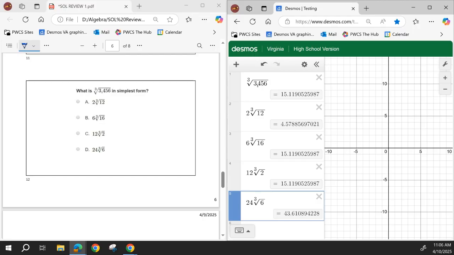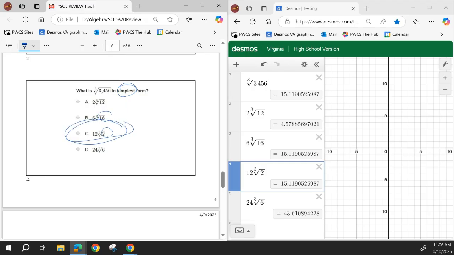I see that I have two answer choices, this one and this one, that match the original. We want the simplest form. And simplest form usually is going to mean the smaller number underneath the radical. 2 is smaller than 16, and so C would be our simplest version of the cube root of 3,456.